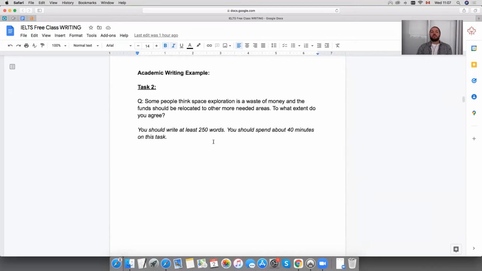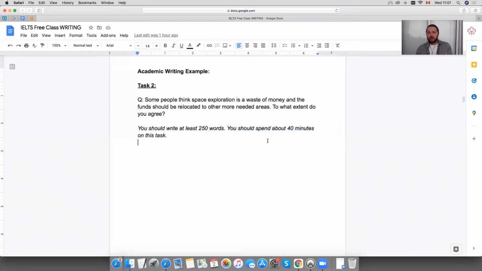For task 2, we have another essay, but the question is a little more advanced, and we'll see that here. Some people think space exploration is a waste of money, and the funds should be relocated to other more needed areas. To what extent do you agree? Okay, so we can see not only is it a more advanced question, we also have a little bit of more advanced vocabulary in that question. You should write at least 250 words. We know why, because if we write too few words, we're going to have a problem. We're going to lose points. And then you should spend about 40 minutes on this task, maybe 45 if we trained our timing really well.